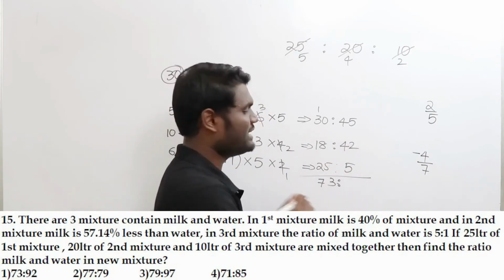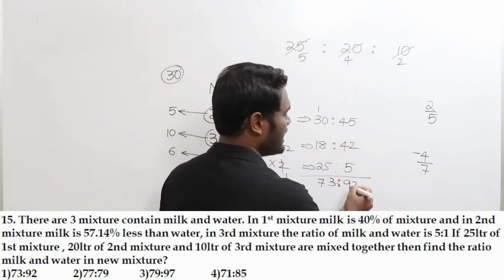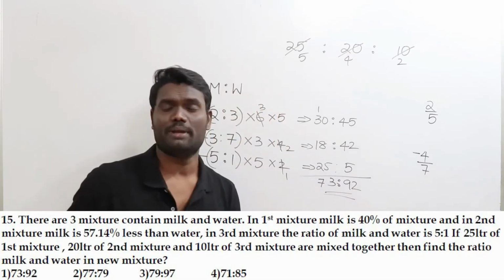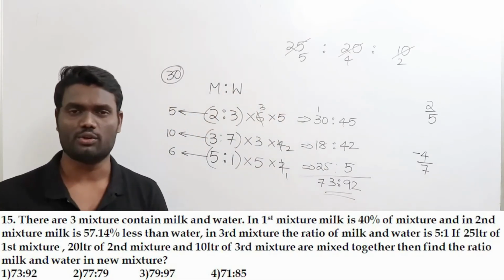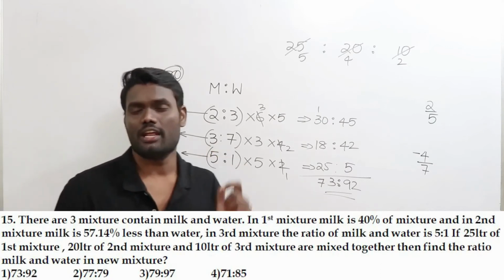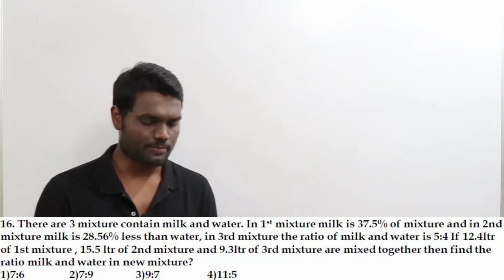45 plus 5, this will be 50. 50 plus 42, this is like 92. So we can say that the resultant mixture ratio will be 73:92. So simple example. So this is like really important. Next example, it was saying in this way.